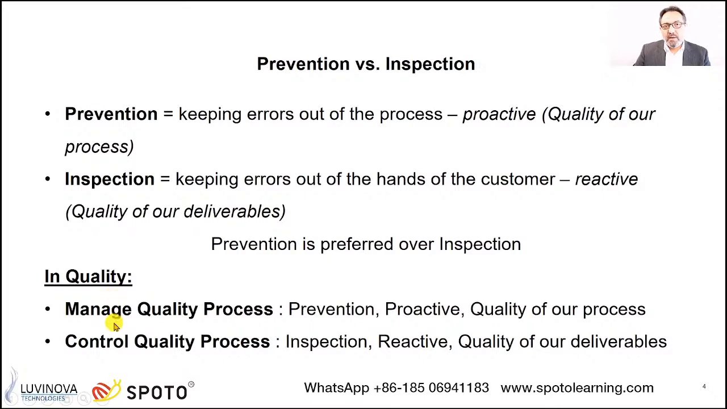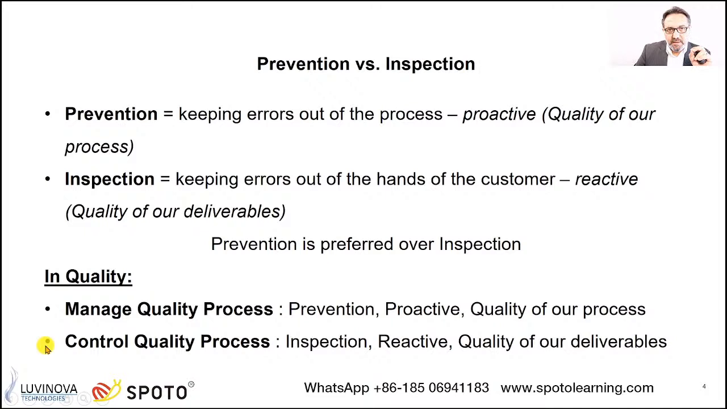So in quality, in that framework on page 25, we have two processes, and this is where I want you to pay attention. This is the basic understanding about the framework. Manage quality and control quality. Two processes. One belongs to the execution, one belongs to the monitoring and controlling. Now, manage quality, this is the heart of the quality in this framework, because the main focus of the manage quality process is prevention. It's proactive. This is the quality of our process. The main focus is the quality of our work.